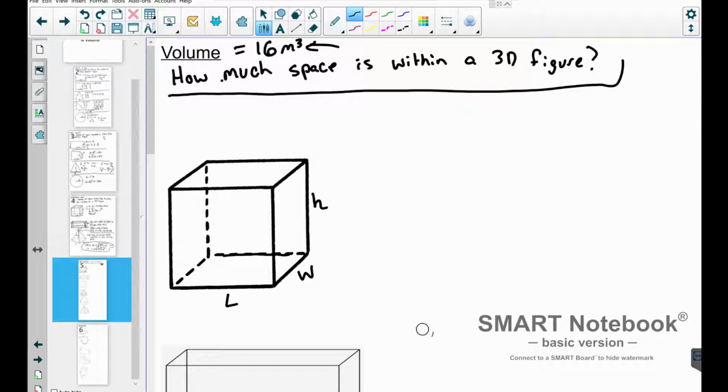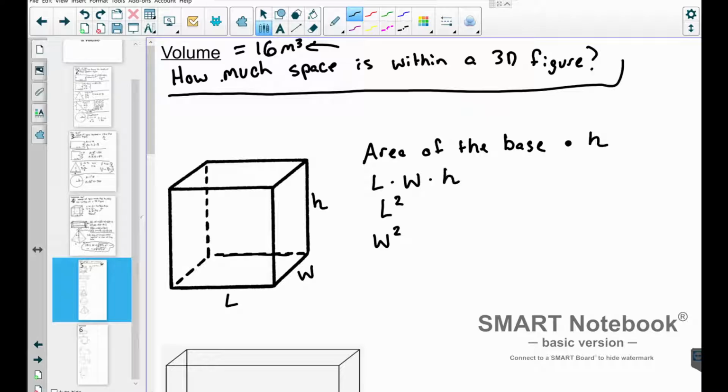So for the square, you want to get the area of the base and multiply it by the height. So the area of the base would be length times width, or in this case, because it's a square, you could say length squared or width squared, because we've got to remember those measurements are the same. And then you multiply that by the height.